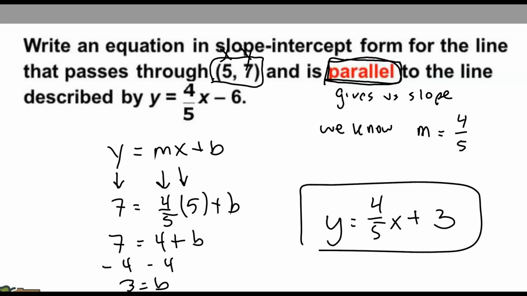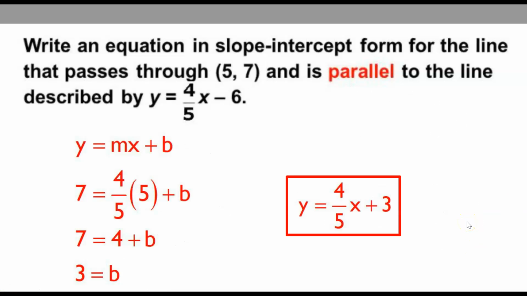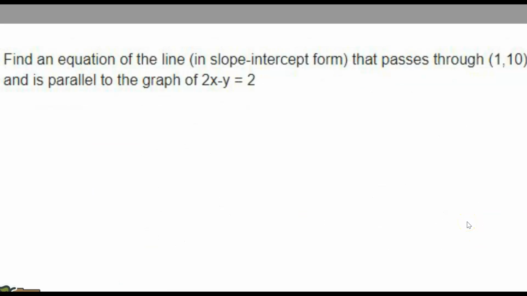Putting it all together. So the point gives us an x and a y to plug in to help us find our y-intercept, and the parallel to that line tells us the slope is going to be 4/5. So there's the work for that one on the next slide.